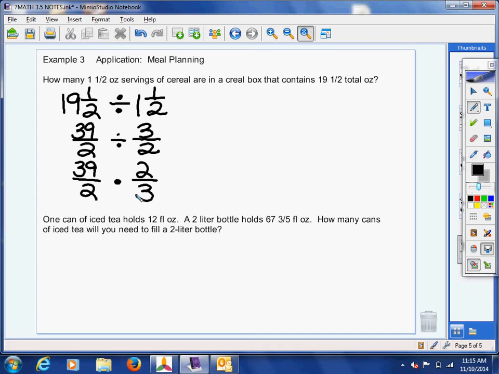Now I love cross canceling, and so my 2's are going to cancel each other out. And believe it or not, 3 goes into 39 13 times. And so I'm going to end up with 13 over 1, which is 13. So if I had my cereal box and I wanted to know how many 1.5 ounce servings I would scoop out of my box, I would scoop out 13 times.